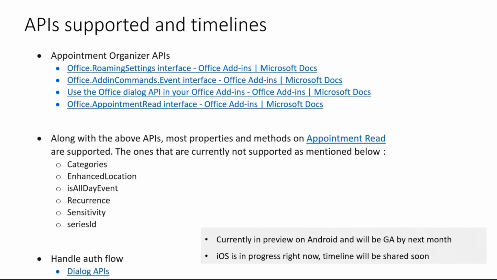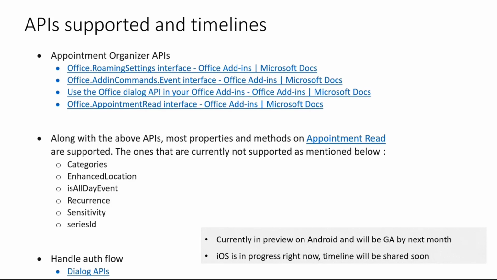Moving on, in terms of the APIs that we are supporting, we have the appointment organizer APIs that we are supporting for this scenario. So roaming settings and add-in command surface, display dialog, etc. are supported, and we'll be publishing the details and the list of all of these APIs as well. But essentially, all the methods on the appointment read surface will be supported, apart from the categories, enhanced location, all-day event, recurrent, sensitivity, and series ID. And for auth, the display dialog APIs will be supported to manage the auth.